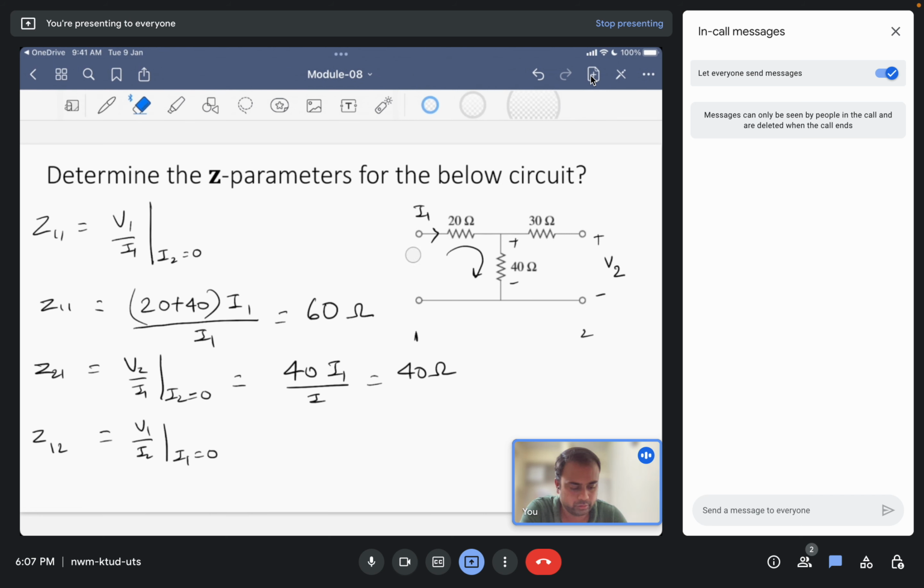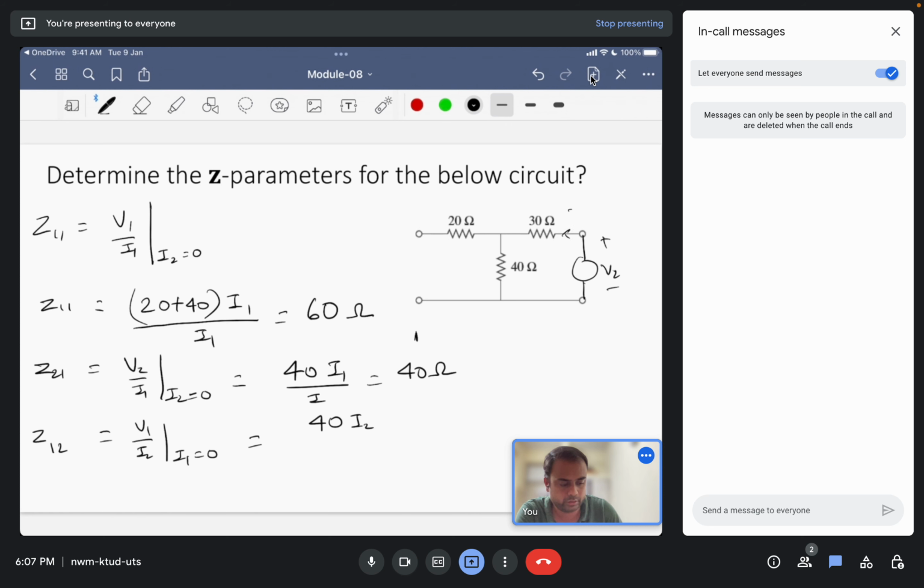So let us remove this voltage from here, and in this case now we have a voltage V2 connected here, plus minus, and there is no flow of current from the input side, that is I1 is equal to 0. So the voltage across V1 will be the voltage at the 40 ohm resistor, since no current is flowing. So it is 40 times I2. I2 is the current flowing, divided by I2, so this comes out to be 40 ohm.